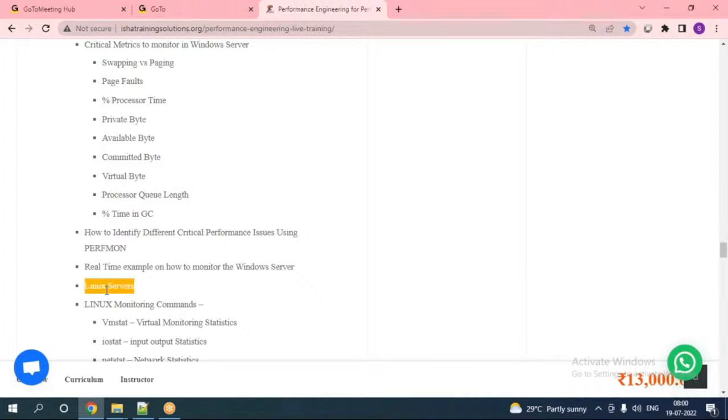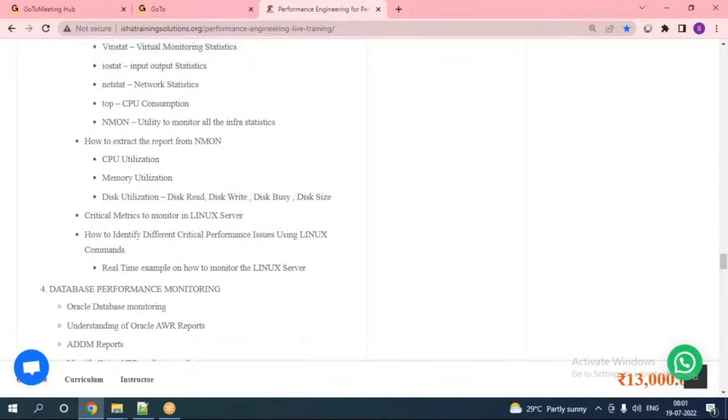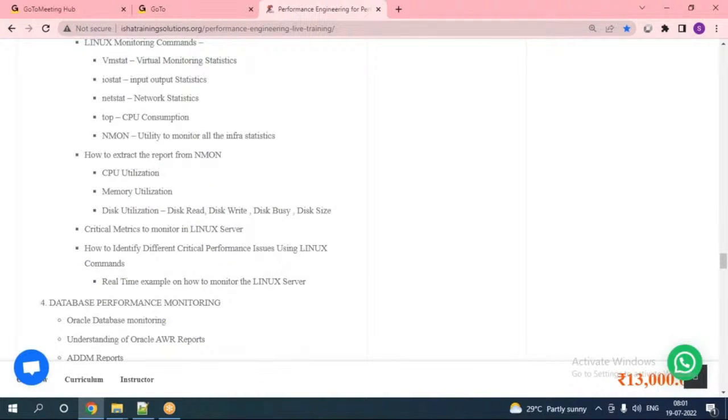And similarly in Linux server also, there are utility commands. One is vmstat, netstat, iostat, top, all those things. And there is one more tool called the nmon utility tool. This tool is very, very important, so we are going to learn that tool also. Using nmon, you are going to capture the CPU, the memory, the disk utilization metrics, and how we are going to analyze it and how we are going to find the real world problem. That also we are going to discuss.